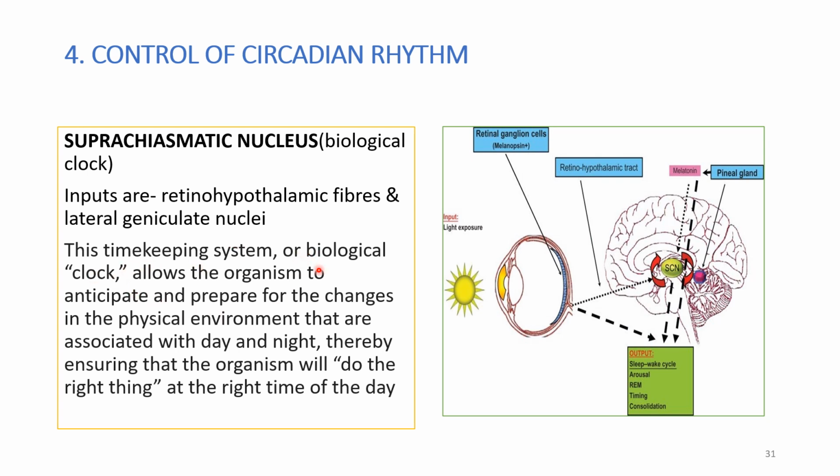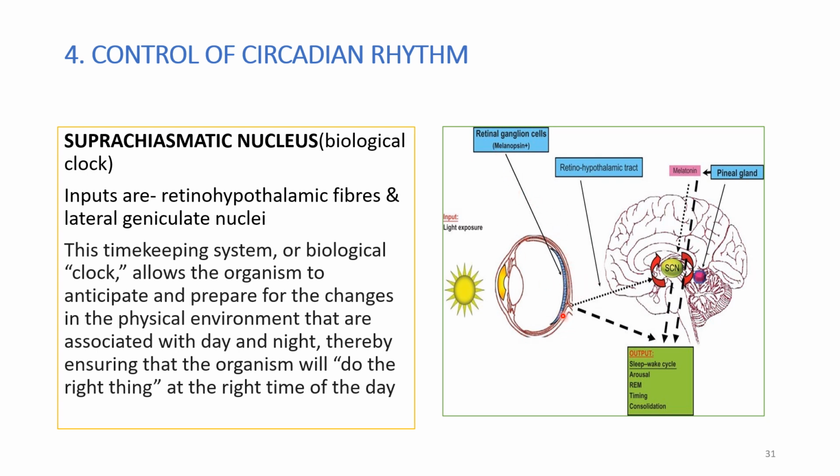This is a time-keeping system or biological clock, and it allows the organism to anticipate and prepare for the changes which are occurring in the physical environment that are associated with day and night, thereby ensuring that the organism will do the right thing at the right time of the day. So here you can see this is the suprachiasmatic nucleus. From the retina, the retinohypothalamic tract is coming. The output is going to affect the sleep-wake cycle.